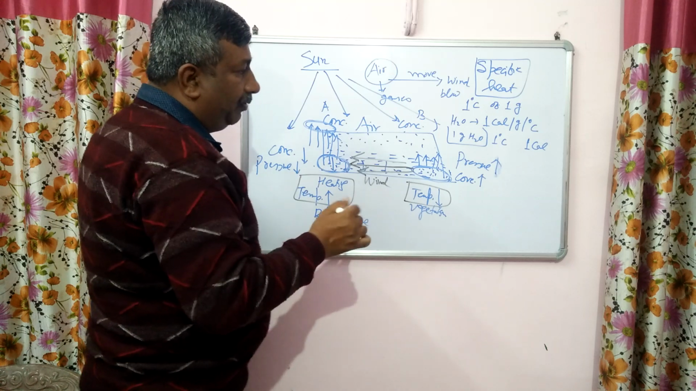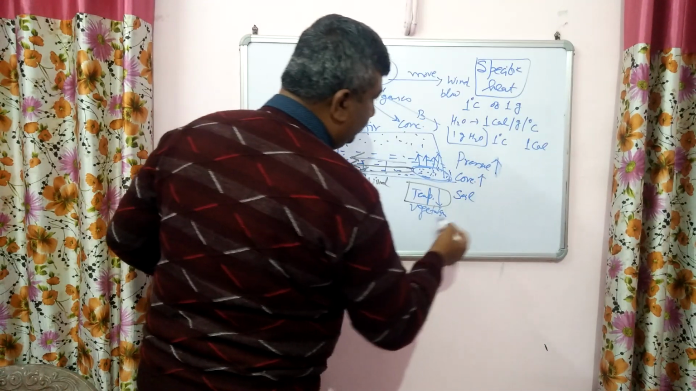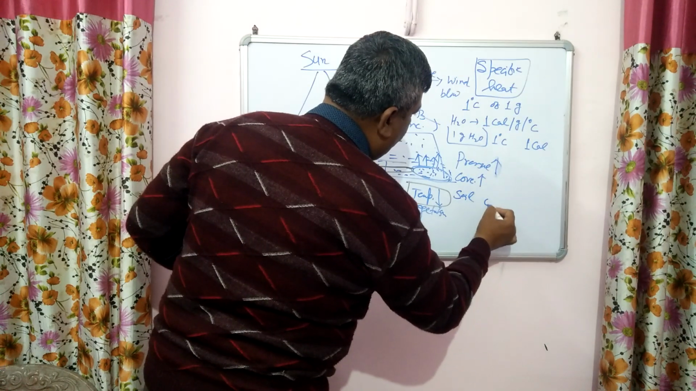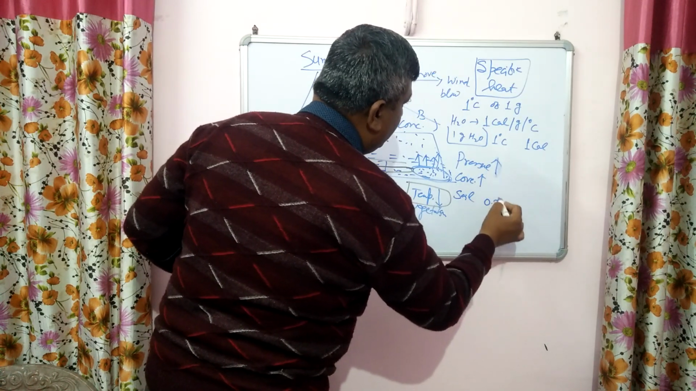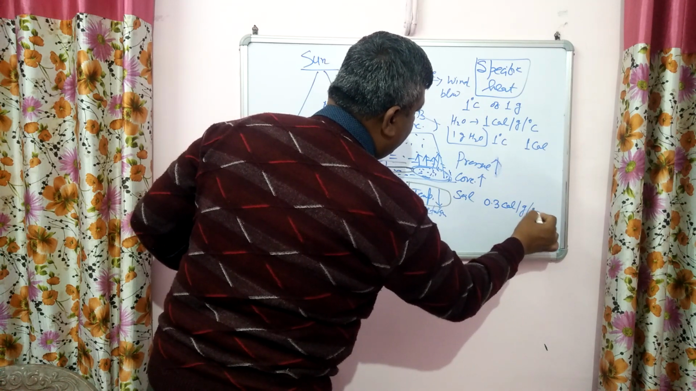Okay. For soil, in general, for clay, sand, stone, etc., it is in the range of 0.2 to 0.3. It is in general 0.3 calorie per gram per degree centigrade.